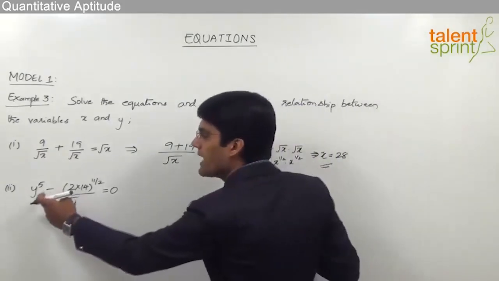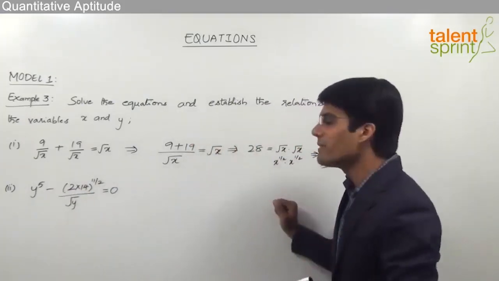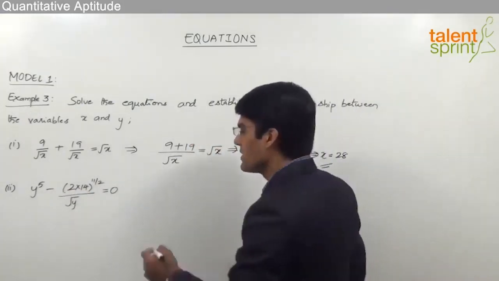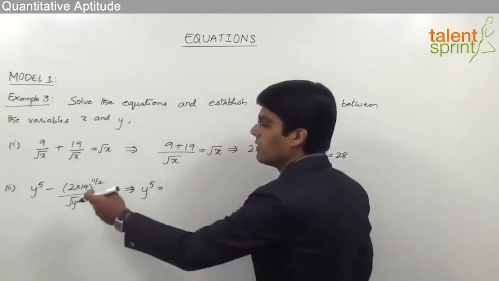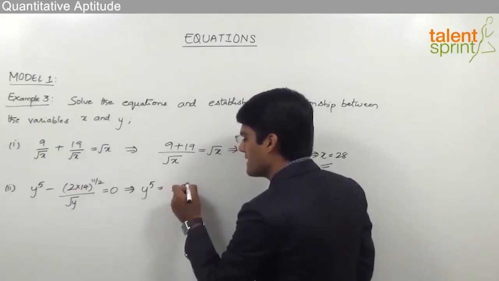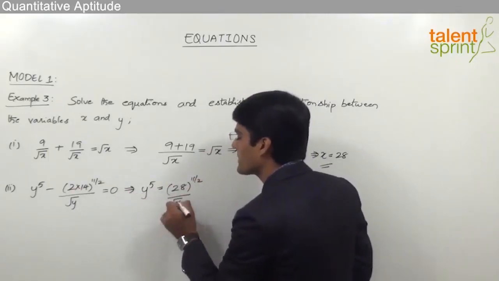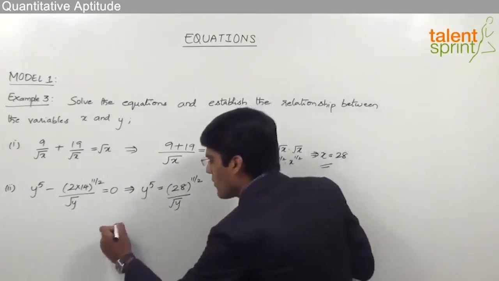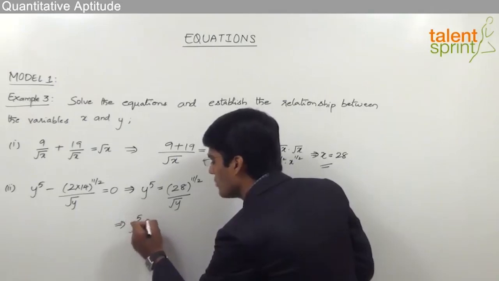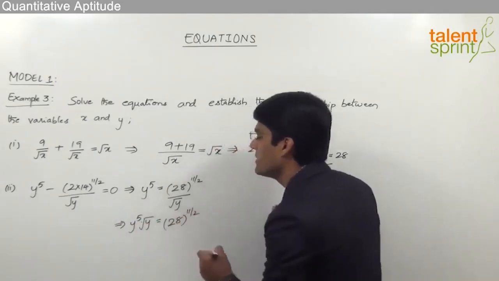Here we know that y power 5 minus 2 into 14 whole power 11 by 2 divided by root y is equal to 0. So by taking this on the other side, we get y power 5 is equal to 2 into 14, which is 28, whole power 11 by 2 divided by root y. Now let us cross multiply this root y on the other side. So we get y power 5 into root y equals 28 raised to the power of 11 by 2.